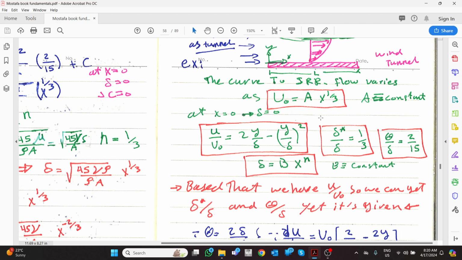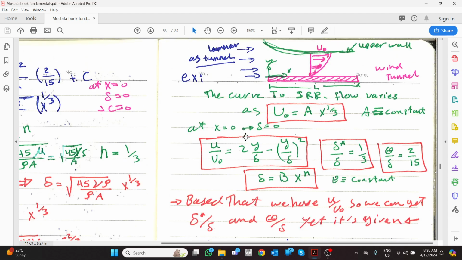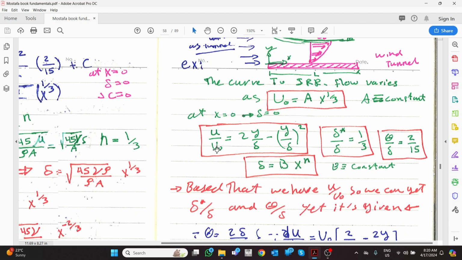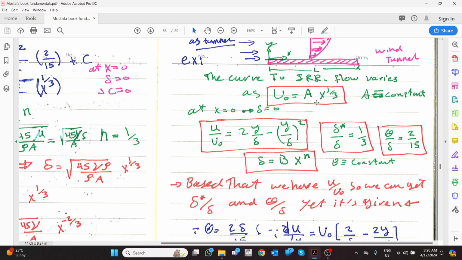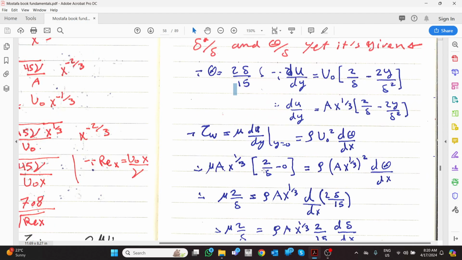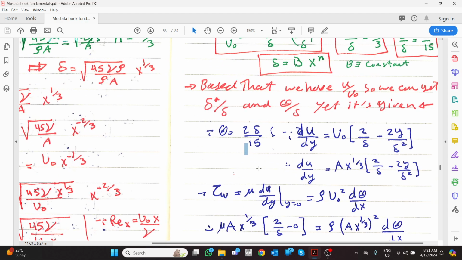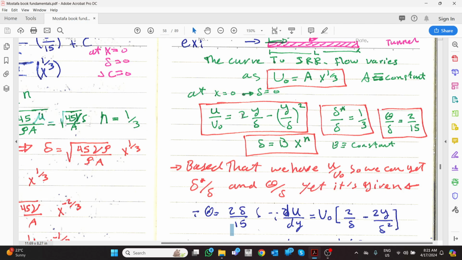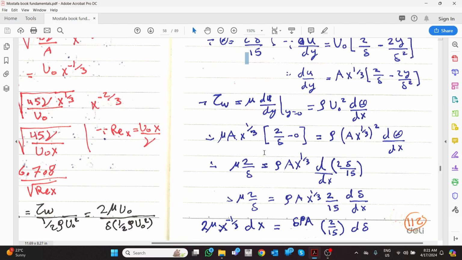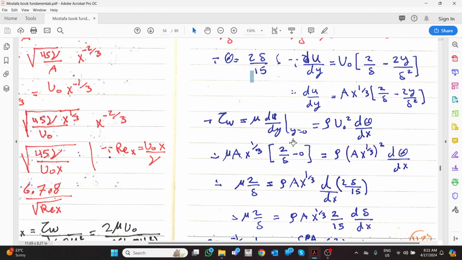But now take care. Take care why? Because u divided by u naught is a function of x as well. Okay. Just take care about this point, which will be du by dy, the derivative of u. It is 2 over delta minus 2 y over delta squared. Why isn't it written like this? I don't know.